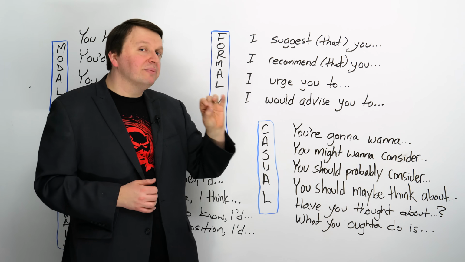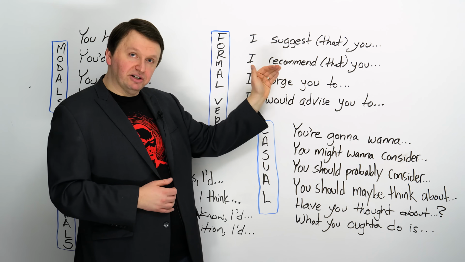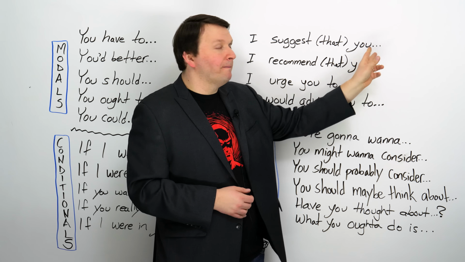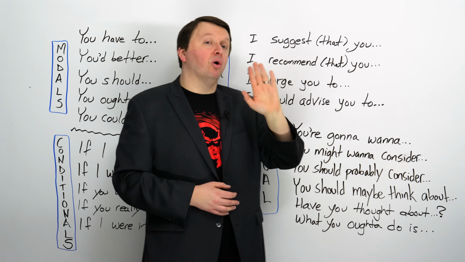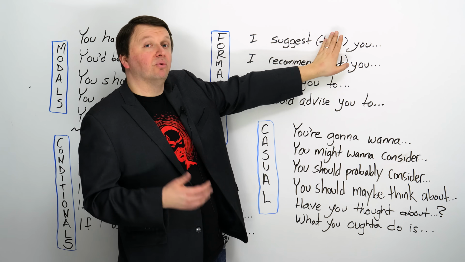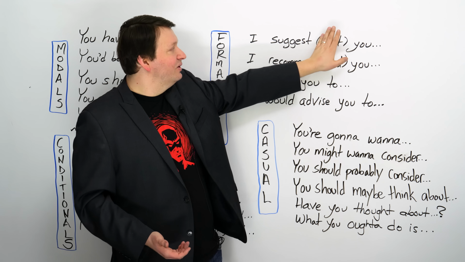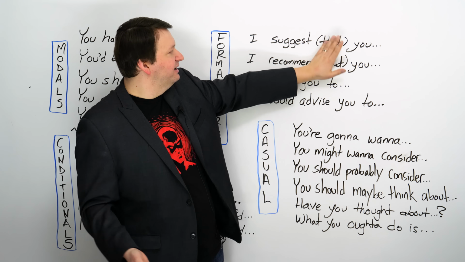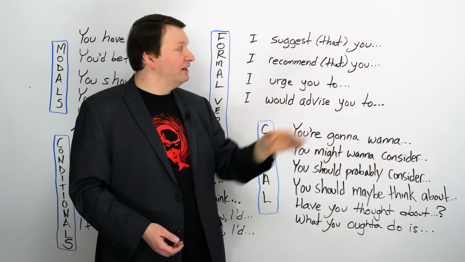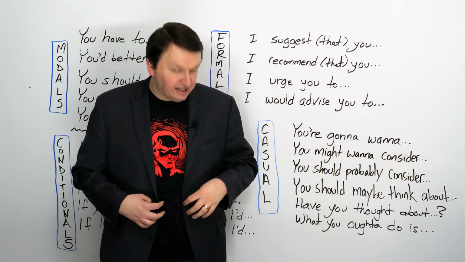One more thing before we continue. With suggest and recommend, you can use this structure. I suggest that you, I recommend that you, plus a base verb. Or if you just use suggest, if you just use recommend, you can follow them with a gerund. So I suggest working harder. I recommend calling your mother. Okay, so make sure that you follow them with a gerund. Okay, all right, now casual.